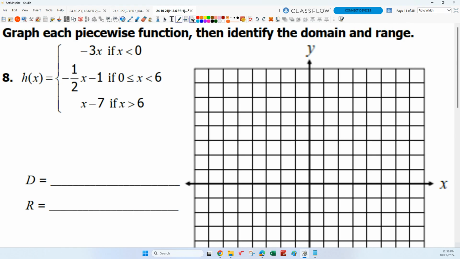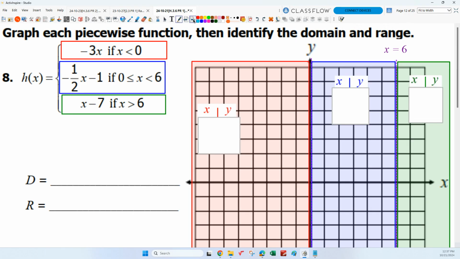So how about this one? How many pieces? 3. Where are our boundaries going to be between the pieces? At what x values? 0 and 6. Okay. So we just end up with something kind of like that then, right? We've got our 3 pieces. The boundaries are at 0 and 6. And we've just got to graph each of the pieces in those domains.